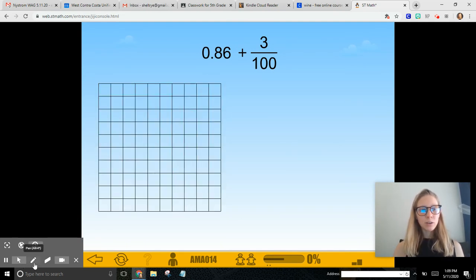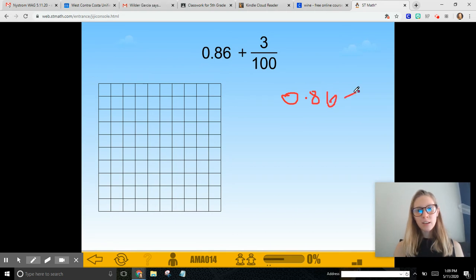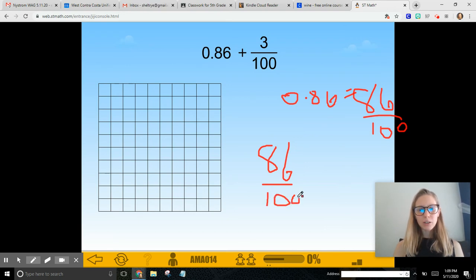So because we also know how to write decimals from fractions, we know 0.86 is the same thing as 86 over, sorry, it's a little messy, it's hard to write with this, over 100. And so because we can add fractions that have the same denominator, we don't have to convert anything, and then we can just straight up add the numerators because the denominators always stay the same.